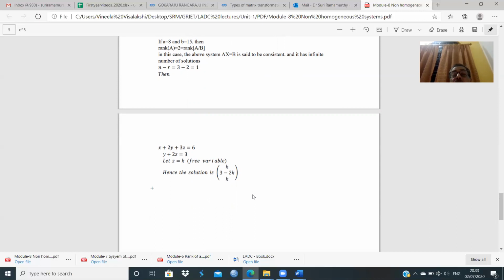Both these techniques will be discussed in the future lectures. So this is a brief lecture on how rank should be applied to discuss systems of non-homogeneous linear equations.